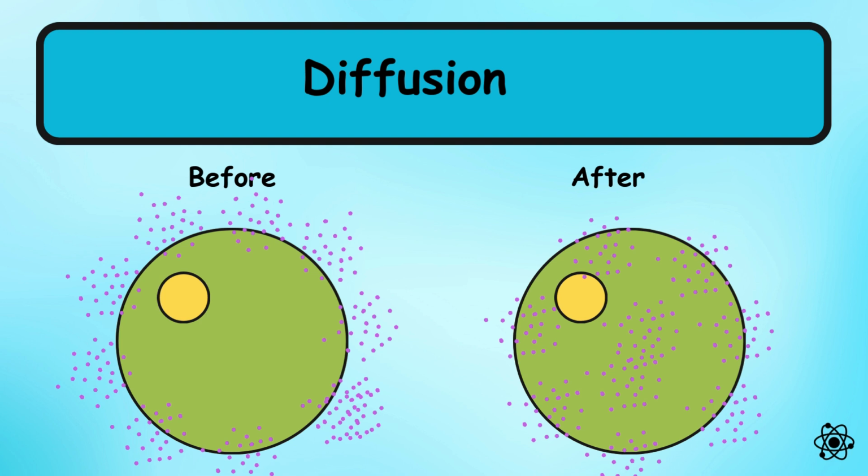For example, this diagram demonstrates a cell surrounded by nutrients, shown by the purple dots. We can see that on the left there are a lot more nutrients outside the cell than inside. By diffusion, the nutrients will move into the cell from higher to lower concentration until the number of nutrients inside and outside the cell are balanced.